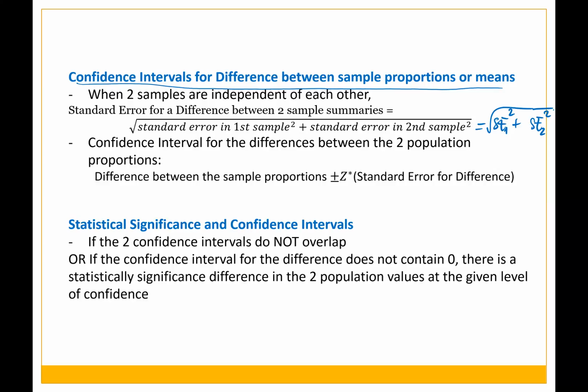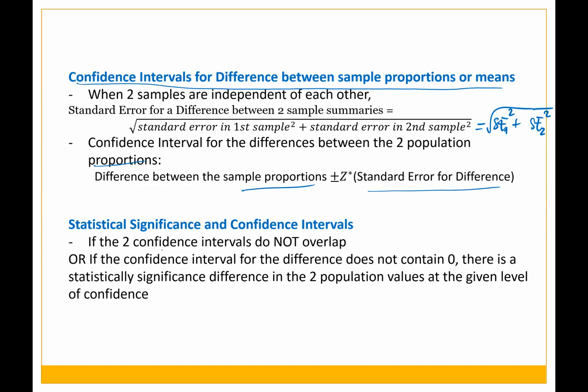And the confidence interval for the difference between the two population proportions is going to be the difference plus or minus Z star times the standard error for the difference. When we're talking about this, another important concept is statistical significance and confidence intervals. It's where, if you're looking at the confidence intervals of two different samples and they do not overlap, or if the confidence interval for the difference does not contain 0.